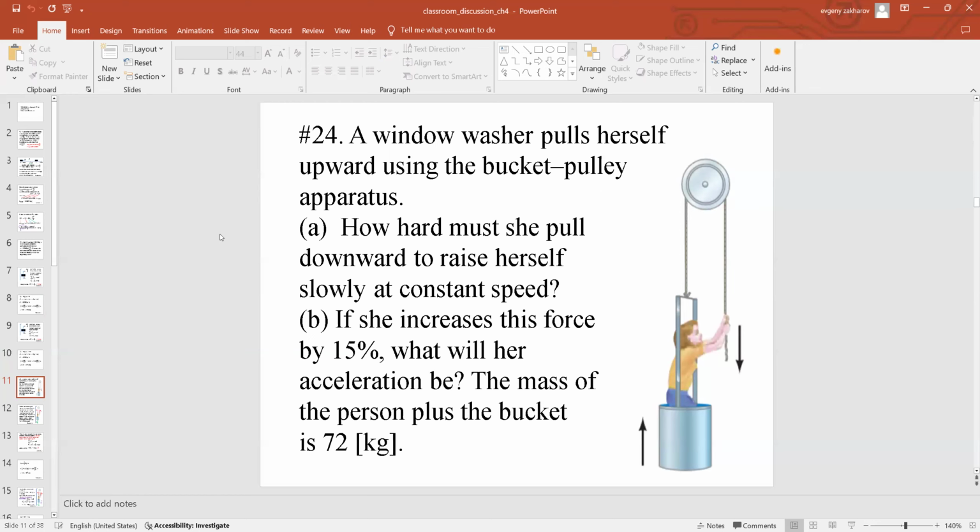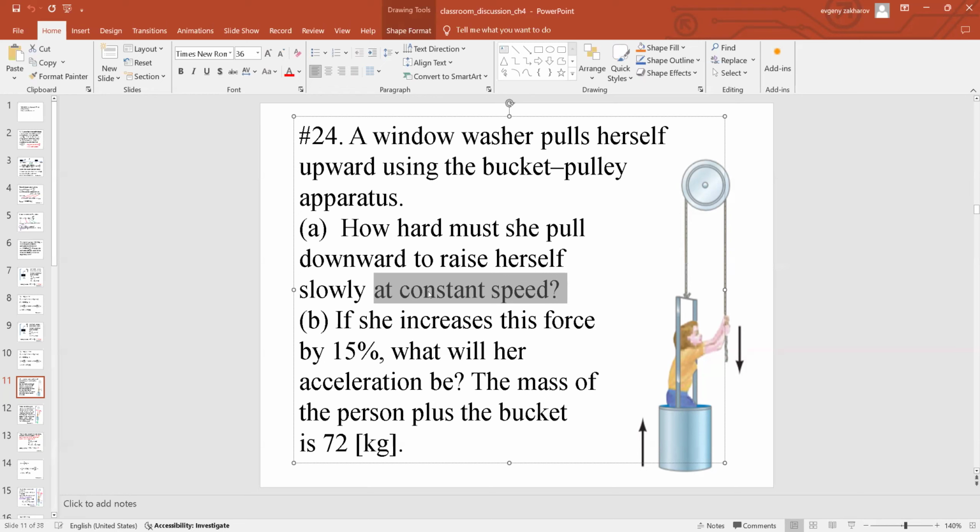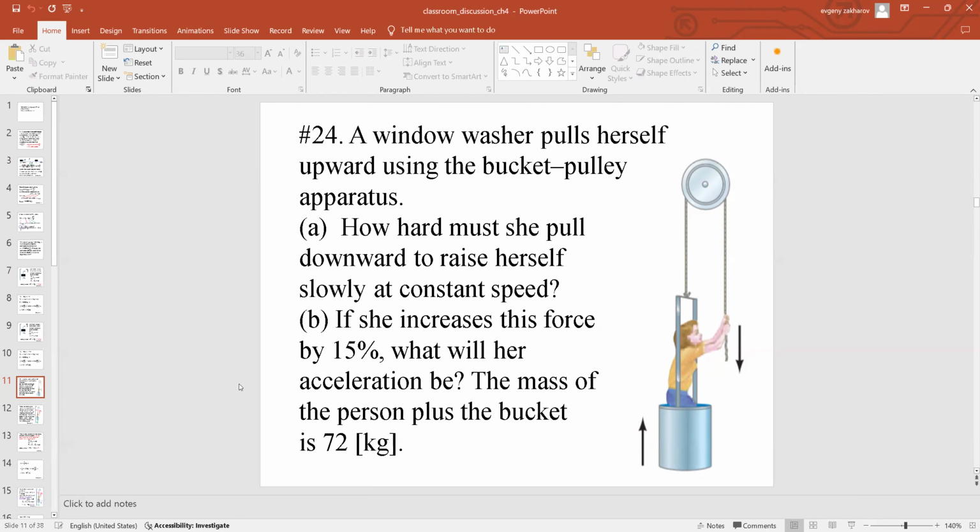Okay, we got a window washer pulling herself upward with a bucket pulley apparatus. Slowly at constant speed. First of all, constant speed. Right away, you say what? Constant, no change. That means acceleration is 0. And if she increases the force, what would be the acceleration? Well, clearly not 0 anymore. And part B would be with acceleration. Part A has no acceleration. Part B has some kind of an acceleration.